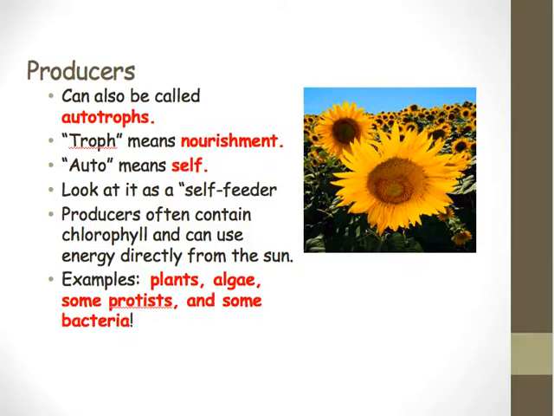So producers can also be called autotrophs, and we learned in class auto means self, and trophs mean nourishment. So they're self-feeders or self-nourishers. Producers often contain chlorophyll, so they can use energy directly from the sun. So they photosynthesize. We'll talk more about the cycles of photosynthesis later in the next video. But as I said, plants, algae, some protists and bacteria can photosynthesize, and they are considered producers.